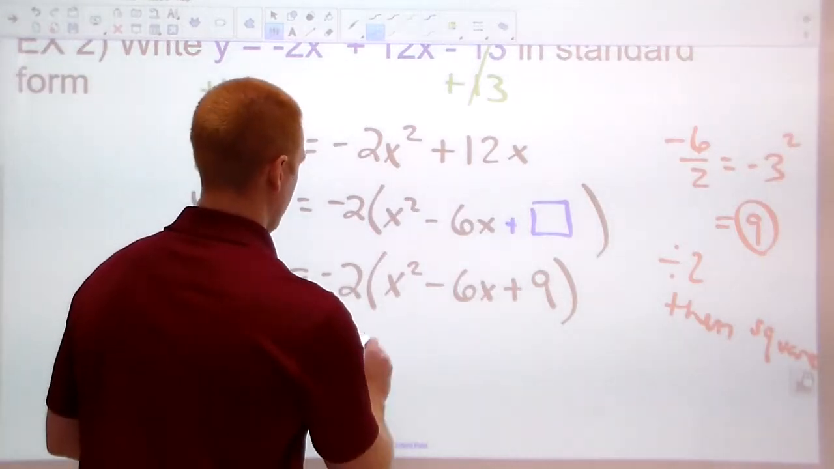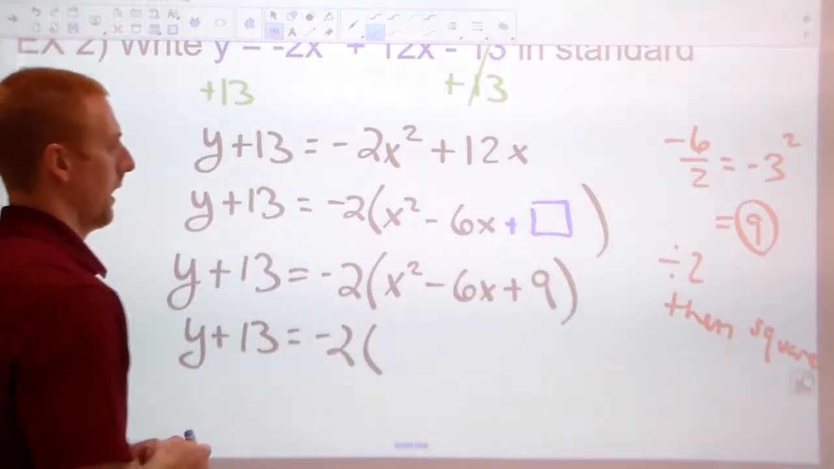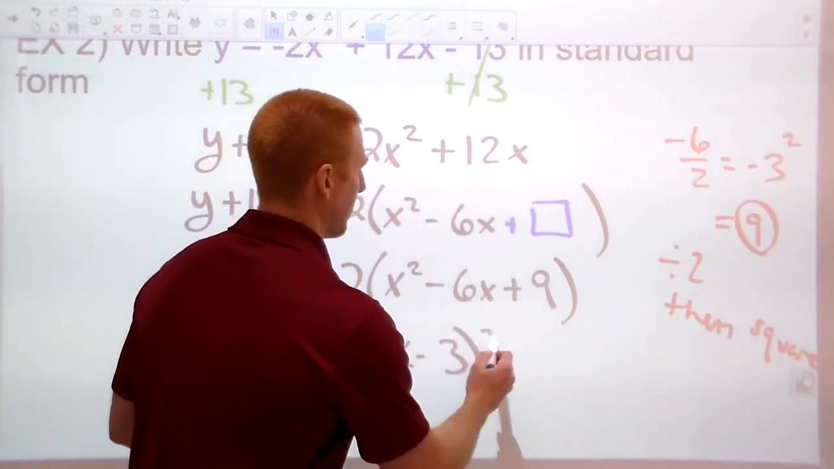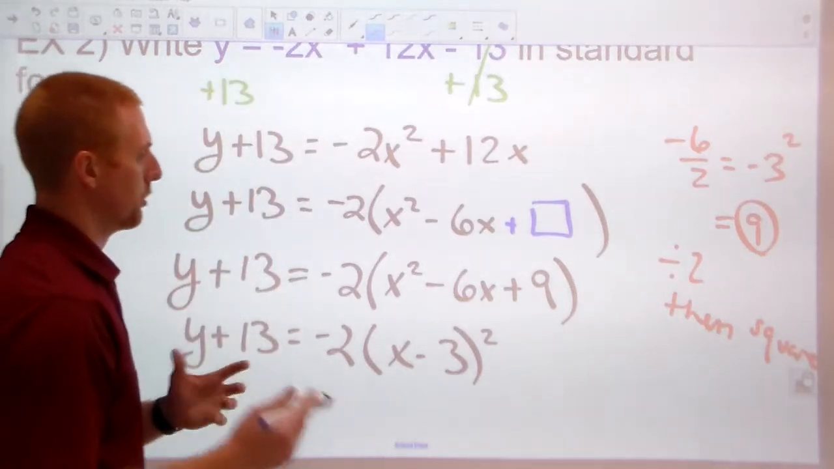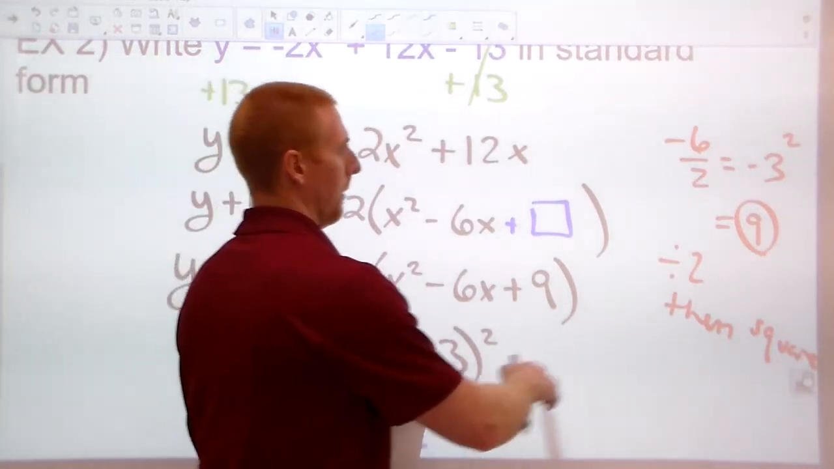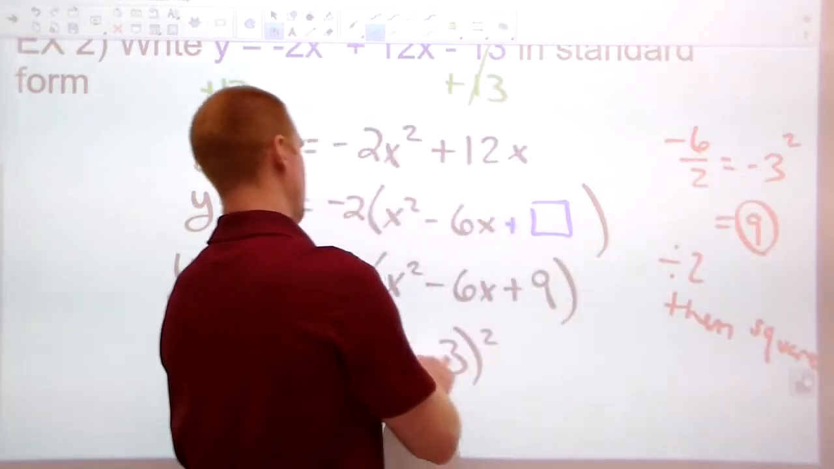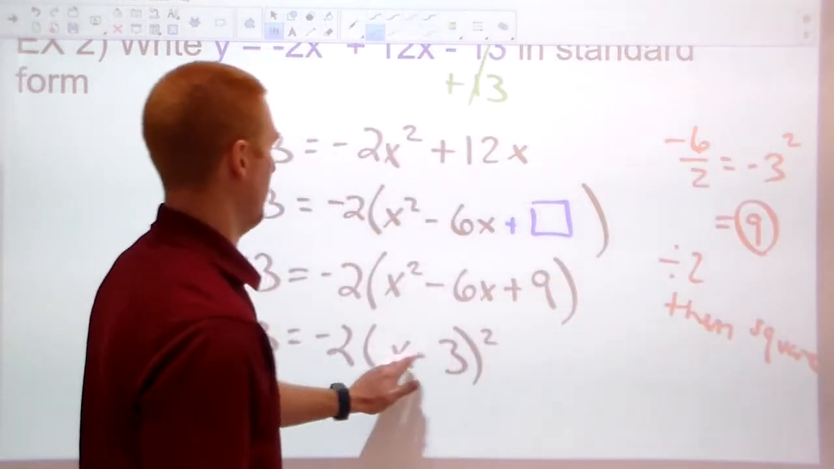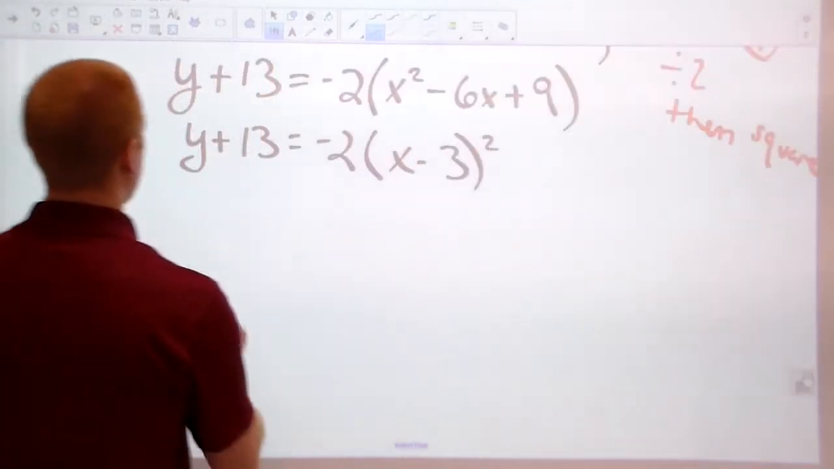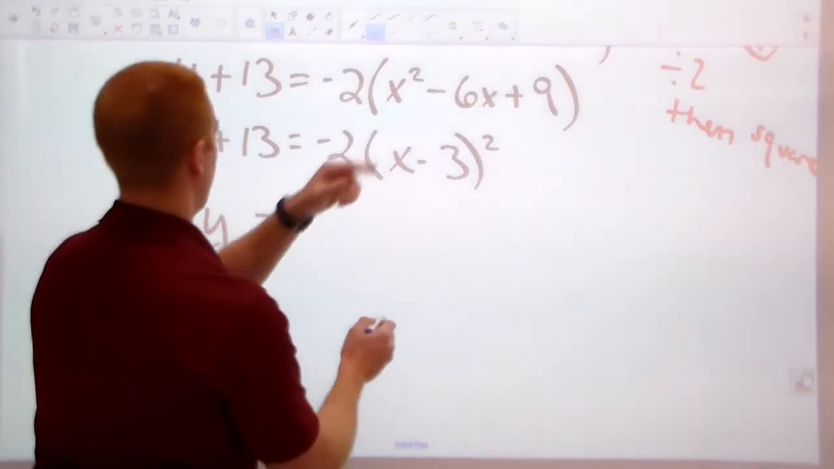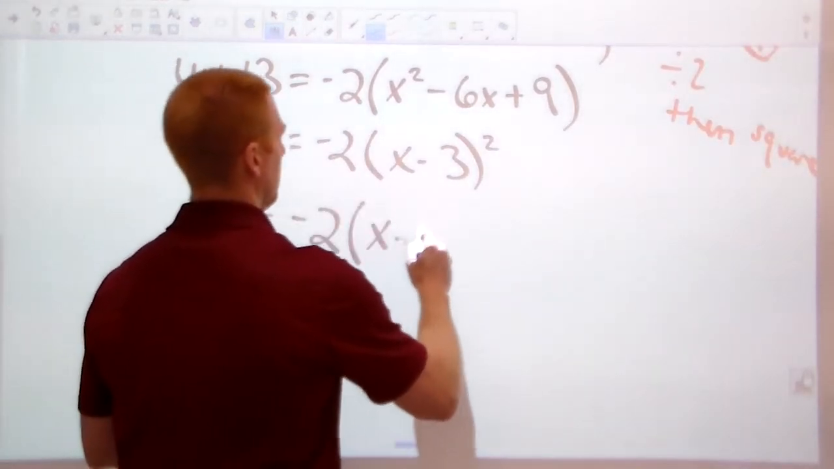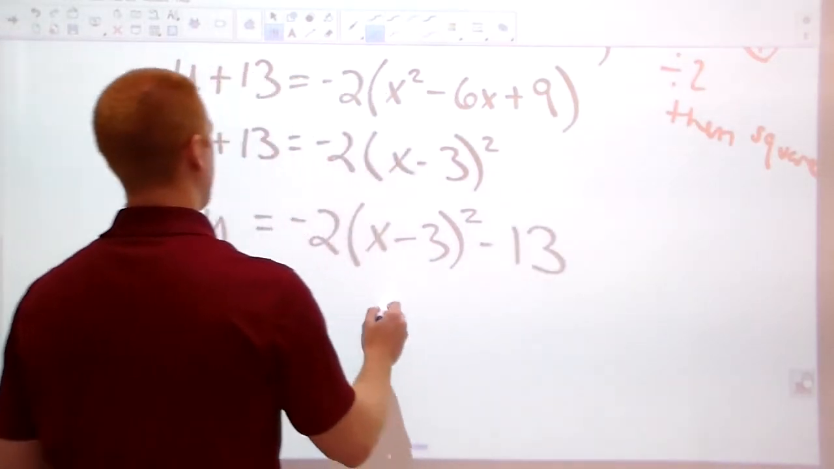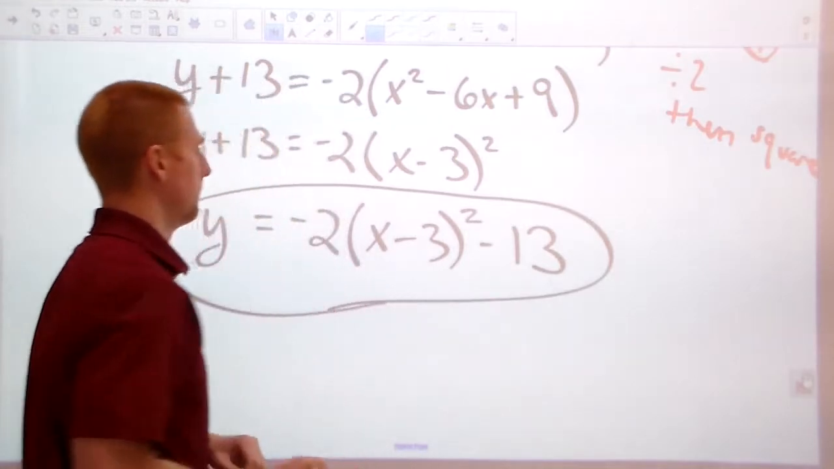Now, this part in the parentheses, that's a perfect square trinomial. That's going to be x minus 3 squared. You do a little bit of factoring to confirm that, but the shortcut is whatever you got when you divide it by 2 right here, it's going to be x plus that number. So we took negative 6 divided by 2, got negative 3, it's going to be x minus 3. And last thing to do, let's push that 13 back to the other side. So that way we would subtract 13, and there we go. So that's the standard form for that parabola.